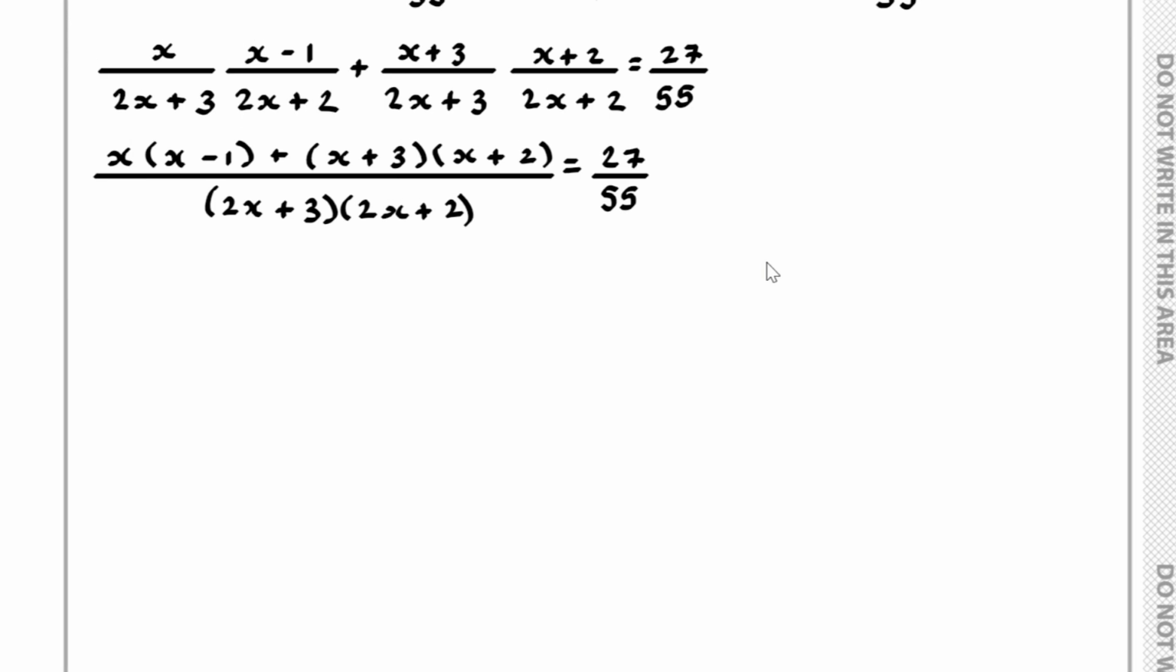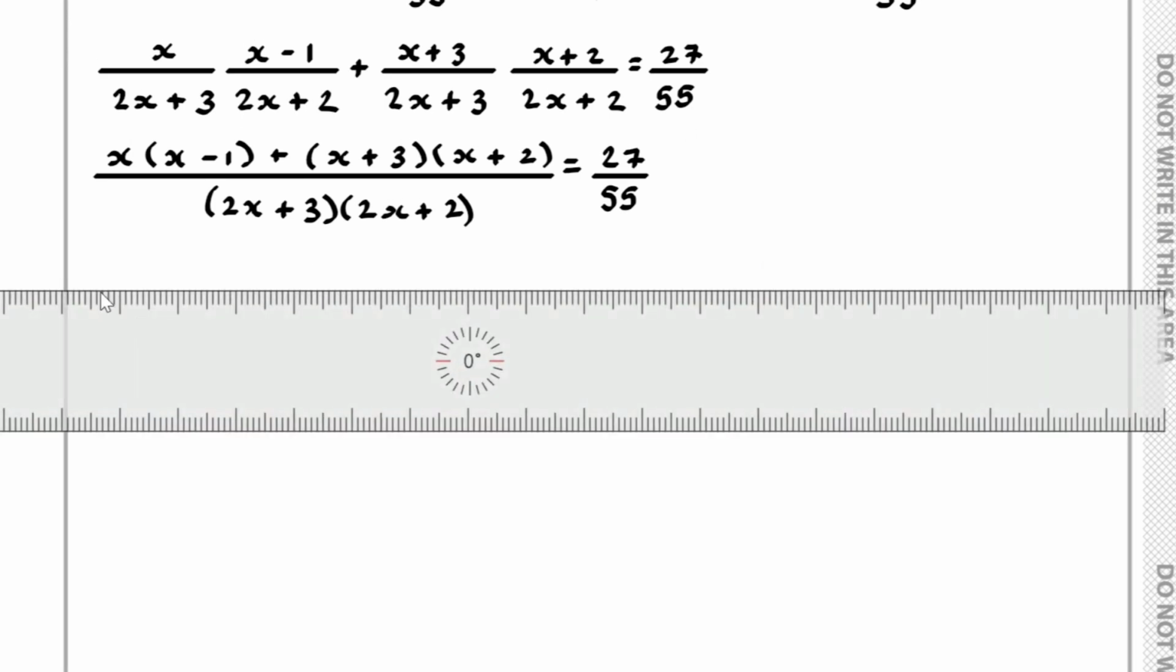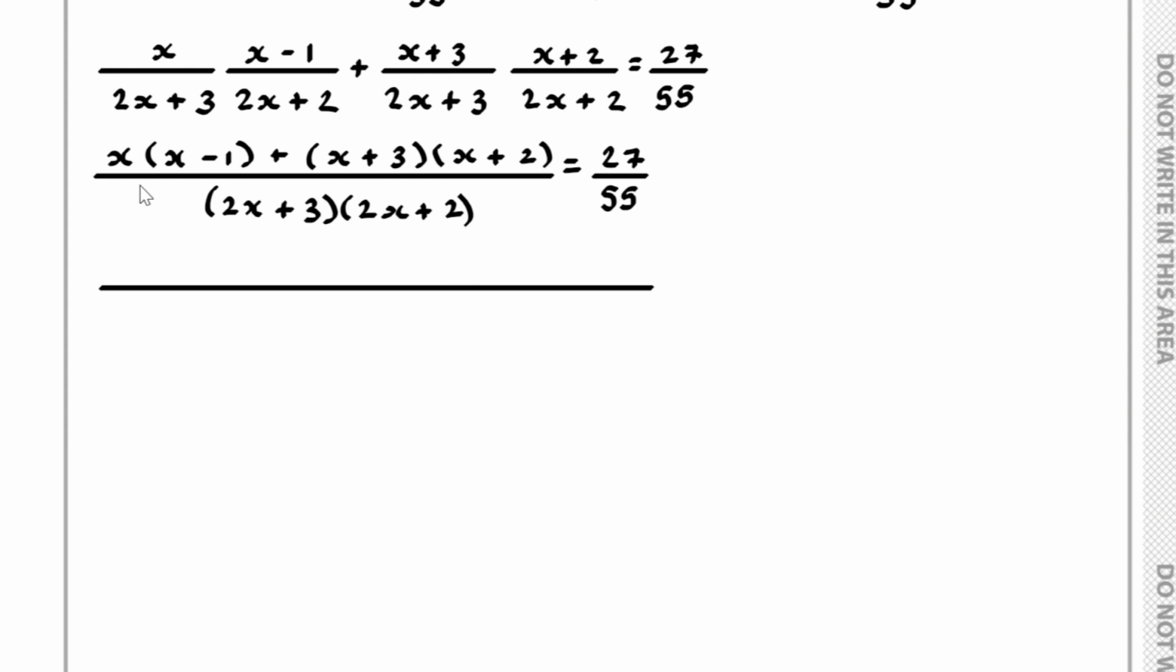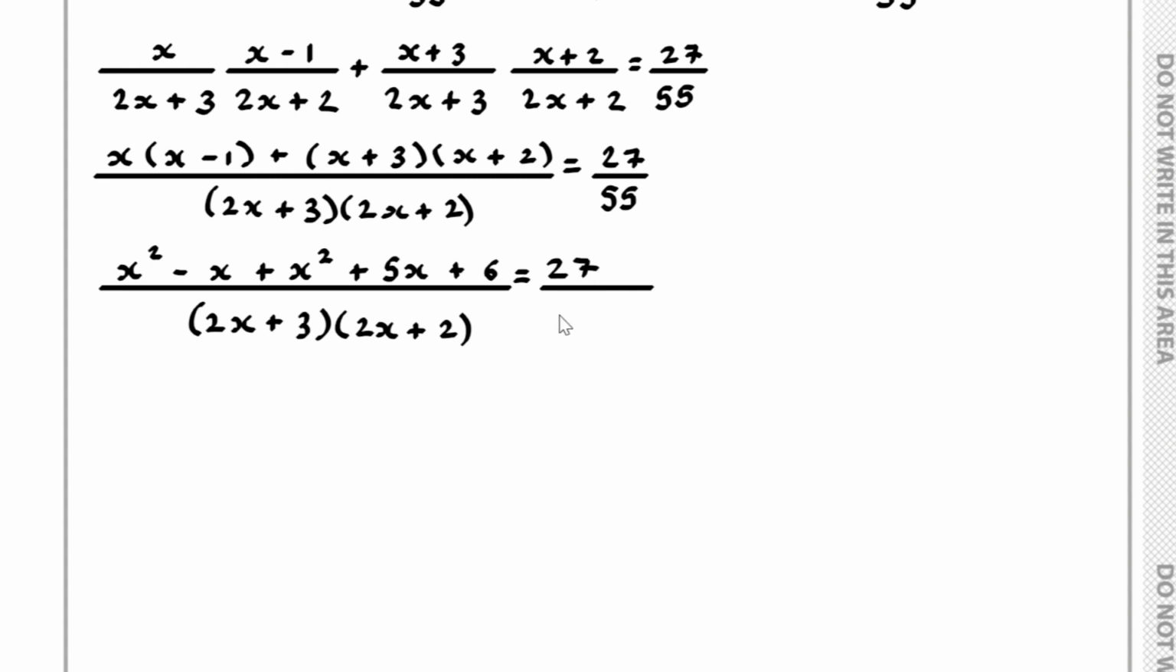So now if we simplify on the top, x times x is x squared, and then I subtract x. And then I've got here x times x, which is x squared. And then I've got x times 2, and then x times 3, so that's in total 5x. And then I've got 6. And then I'm going to divide this by 2x plus 3 times 2x plus 2. And the result of this is 27 over 55.